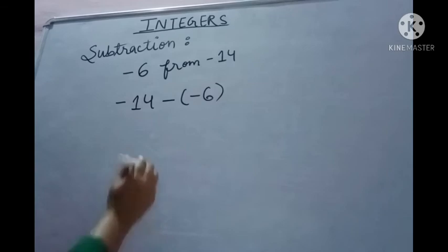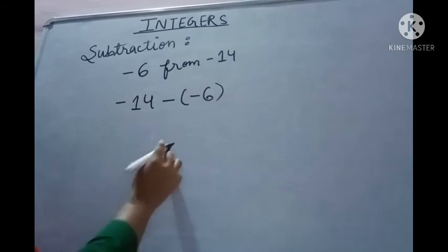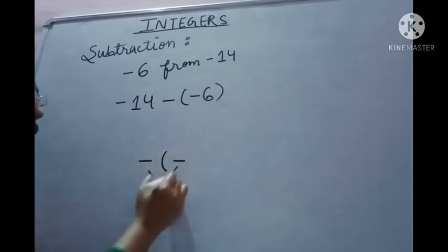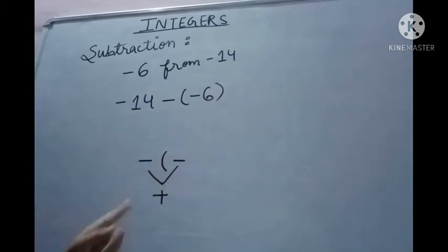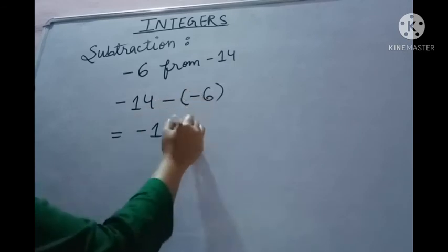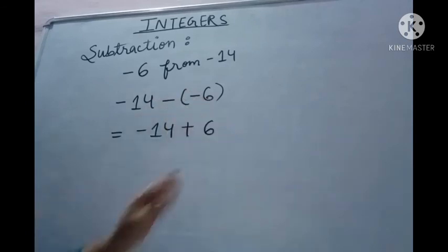Now I just tell you one thing. If a number is negative and before that number one negative sign is there, then you need to add both of the terms. You need to put a sign which is positive. Okay. Now let's do this question. This will come out to be minus 14 minus minus will get plus 6, 6 plus 6.